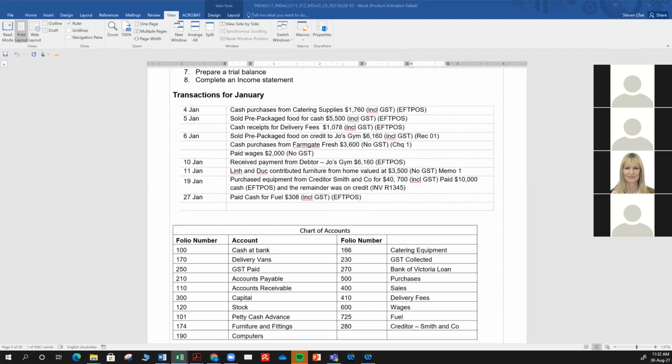And which account does this go to? You collect something, GST collected. Very good. So how much should go to your sales then? 5,600. Excellent. See, you guys are moving there. You guys are getting the hang of it now. Sales is always in credit, Lucy.